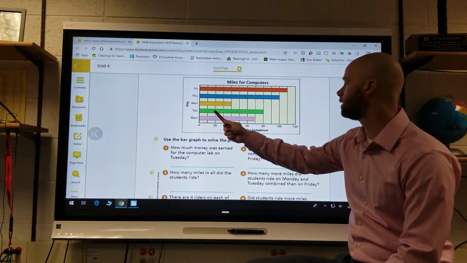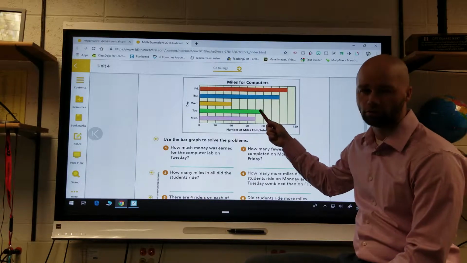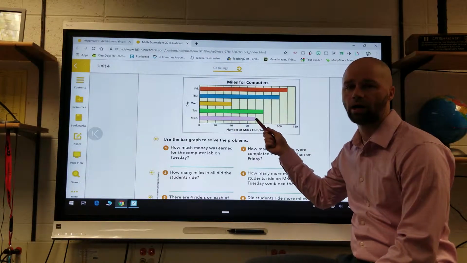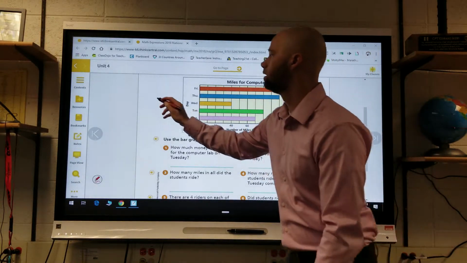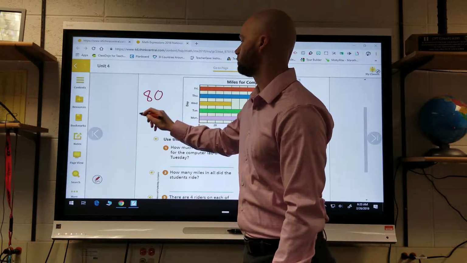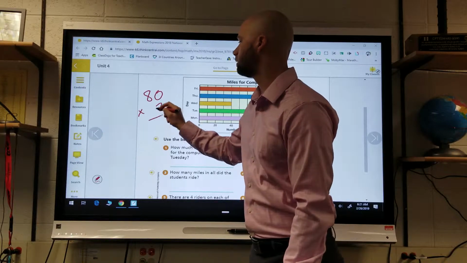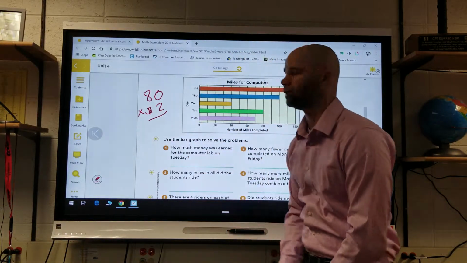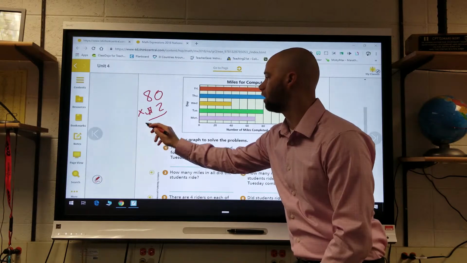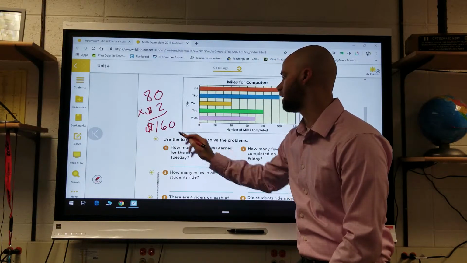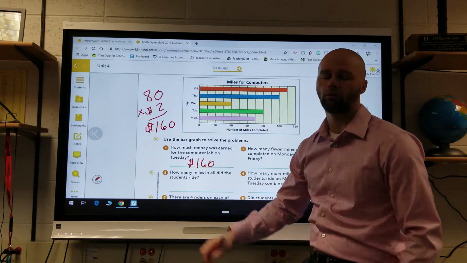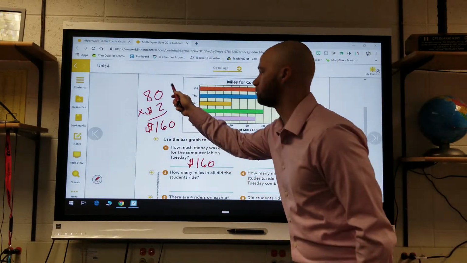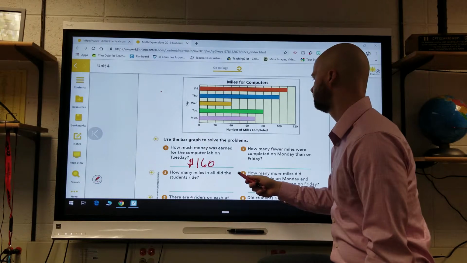So we find Tuesday, well, they went 80 miles. So remember, this graph shows how many miles they went, not how many dollars they earned. So 80 miles times 2, or 80 plus 80, because each mile earns $2, comes out to $160. And in this case, remember the dollar sign comes before, and that is your label. Okay, so the dollar sign is your label there.